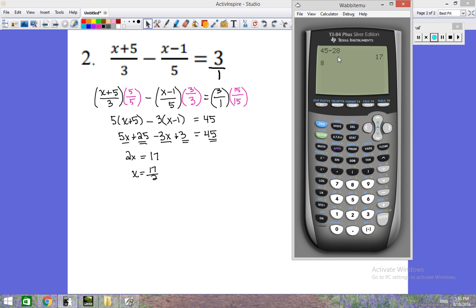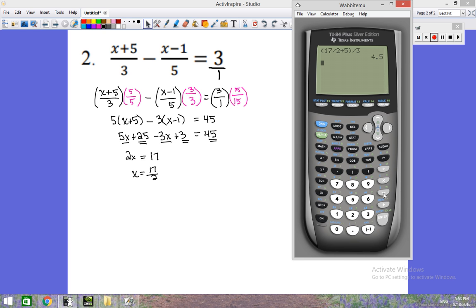And I've got a calculator, so it's not too hard to check it. If I plug in 17 over 2, I'm going to put parentheses in this numerator. Everywhere I see an x, I punch in 17 divided by 2, and then plus 5. That's my numerator. I close that parenthesis, and that's being divided by 3. Now, that's my first term. And, hey, that first term is 4.5.